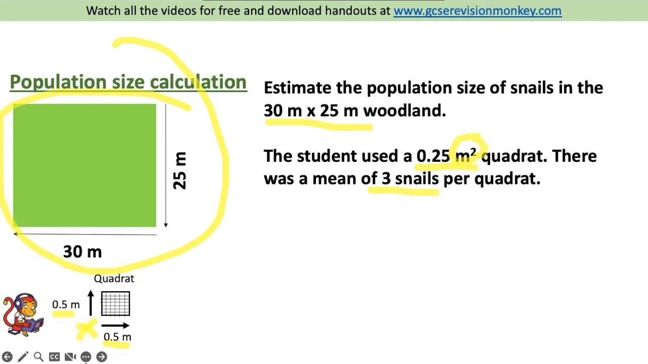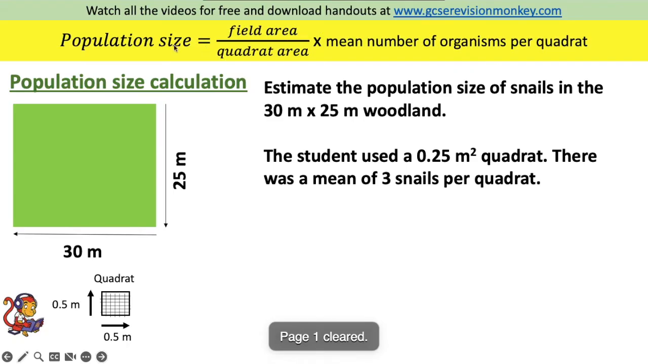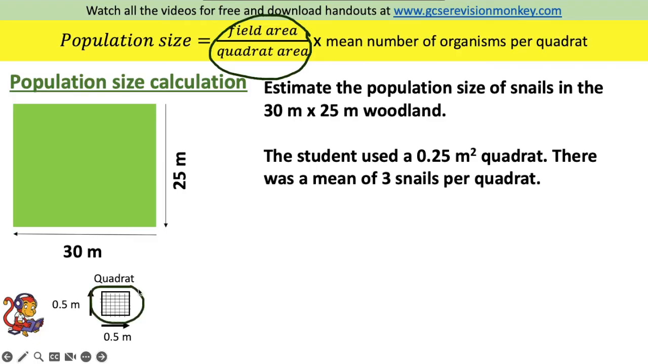If they give you a diagram to show you the quadrat, you would need to calculate the area first by multiplying the length of both sides. So reminder of the equation that we need to use is population size is equal to field area divided by quadrat area multiplied by the mean number of organisms per quadrat. Because this first bit will tell you the number of quadrats that would fit in a field. So the field area divided by the quadrat area would tell you how many of these quadrats would fit side by side in the field.